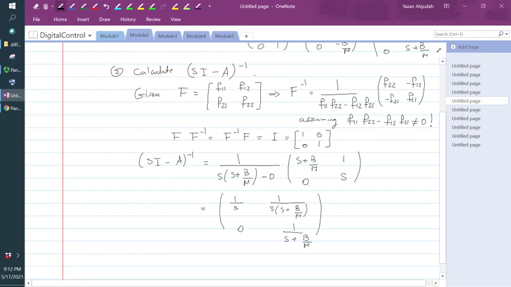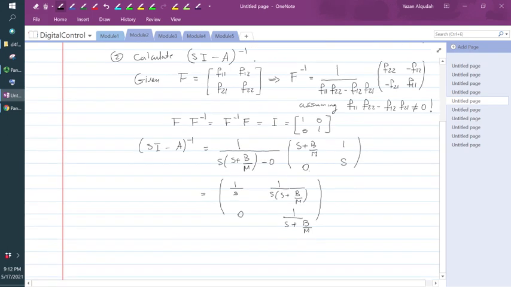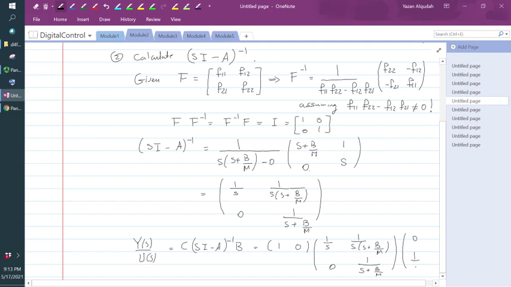And therefore, if I go to the formula that I had, we're going to get the inverse multiplying C by (sI - A)^-1 multiplied by B, and therefore y(s) divided by u(s) is going to equal C multiplied by (sI - A)^-1 multiplied by B. And therefore, if I substitute, C is equal to [1, 0], and (sI - A)^-1 is [1 over s, 1 over s(s plus b over m); 0, 1 over (s plus b over m)], and then multiplied by B. B is [0; 1 over m].